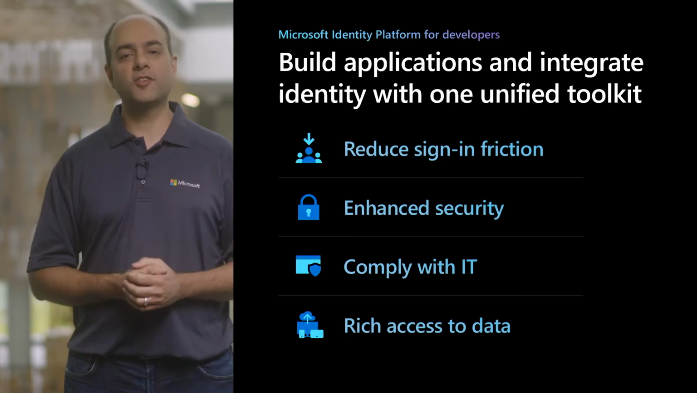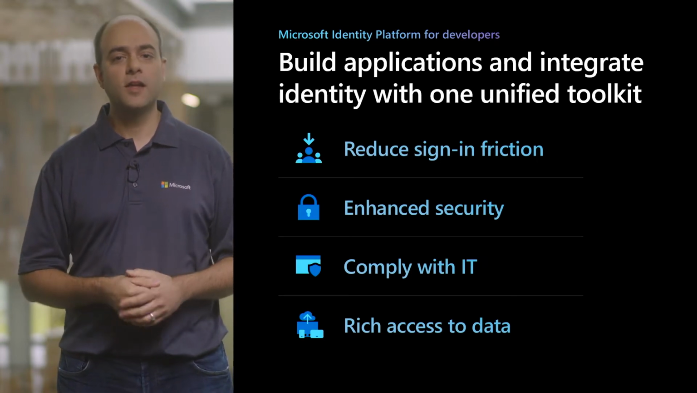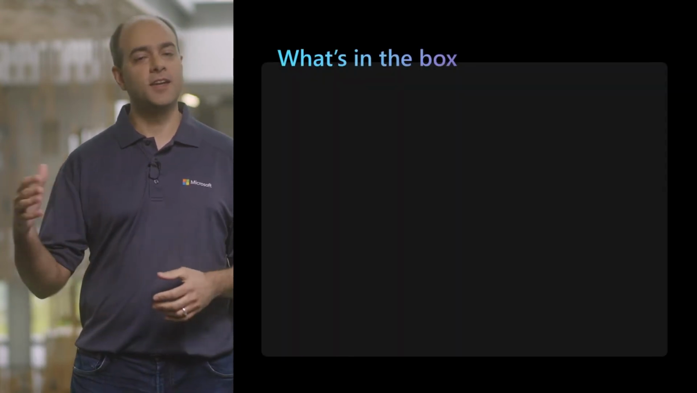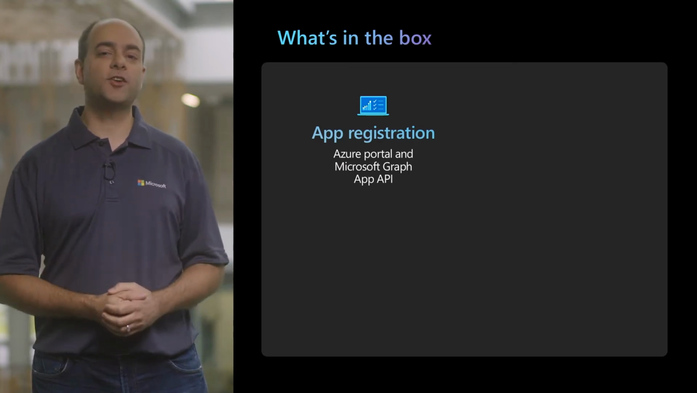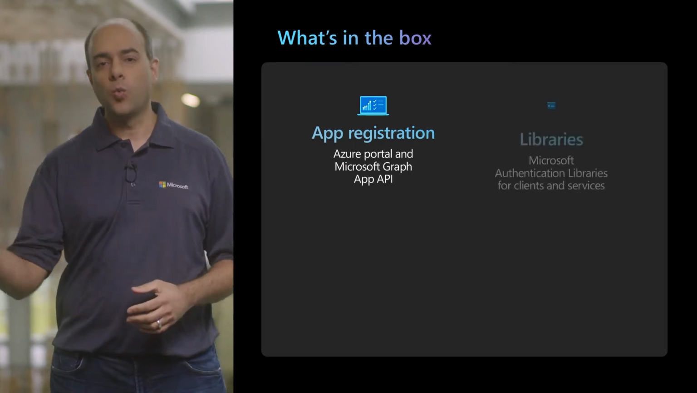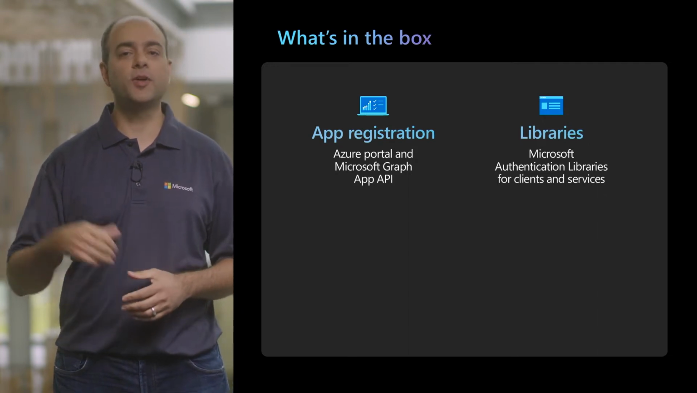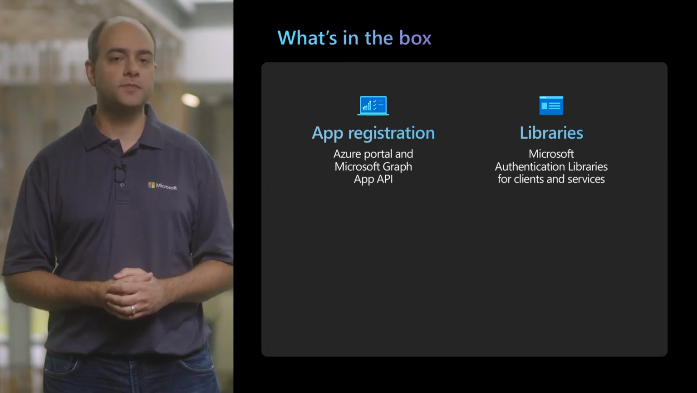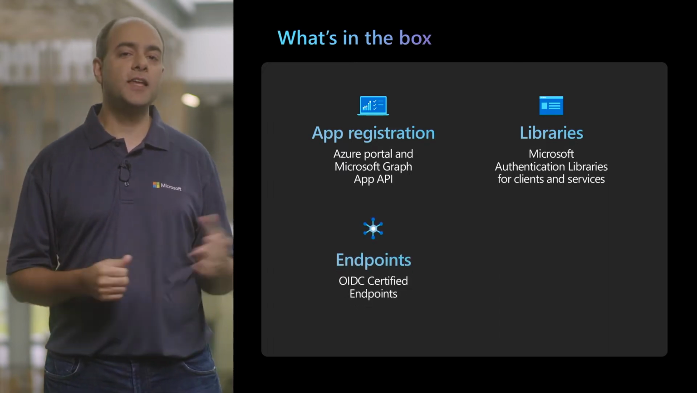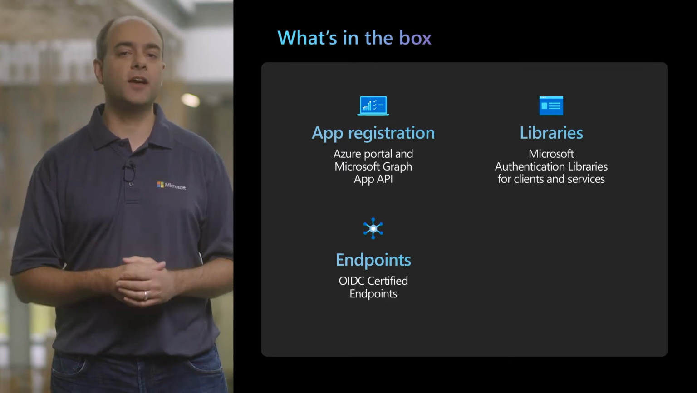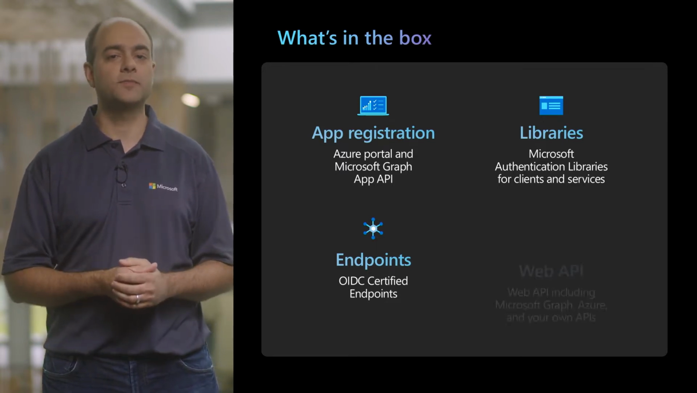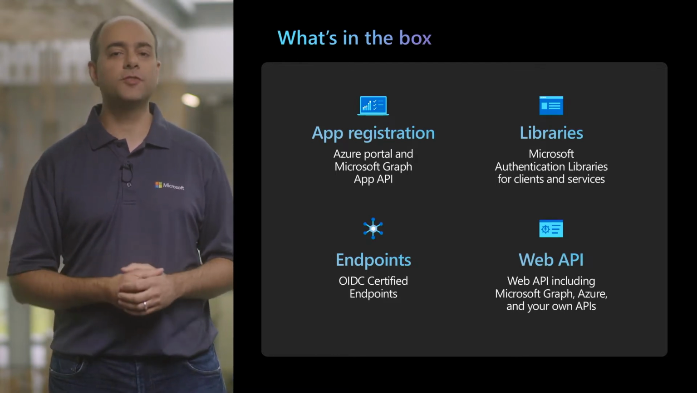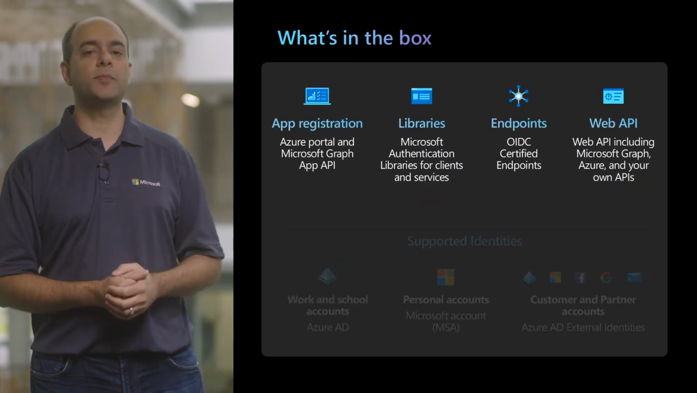So what does the Microsoft Identity Platform include? The Microsoft Identity Platform is our unified platform for developers. It includes one portal to register all of your applications, one set of Microsoft Authentication libraries for building web, mobile, and desktop apps with your favorite programming language or framework. One endpoint to sign in any Microsoft identity, which is standards compliant, allowing compatibility with third-party libraries. This enables secure access to APIs from Microsoft Graph to Azure or your own protected web APIs.